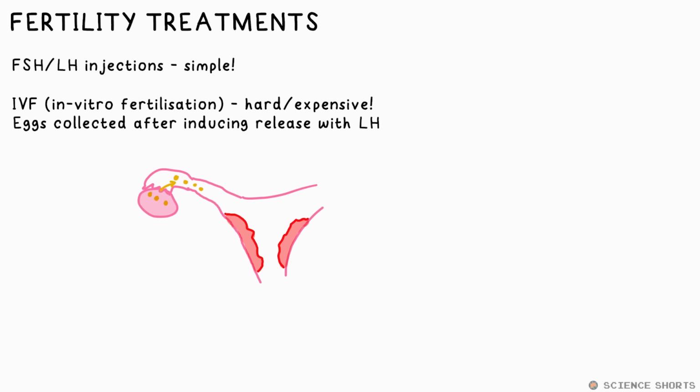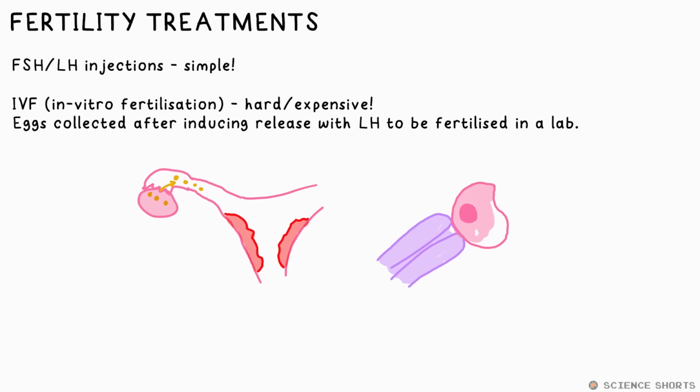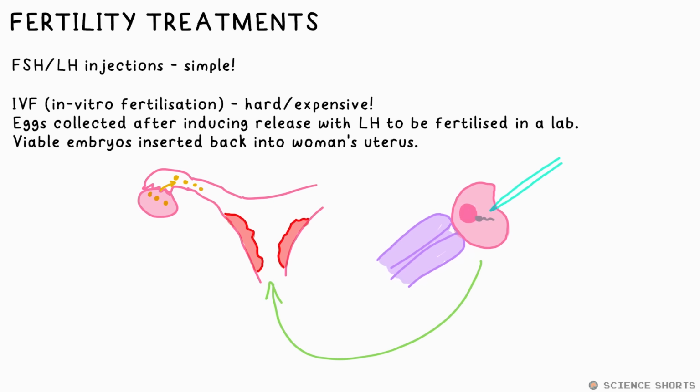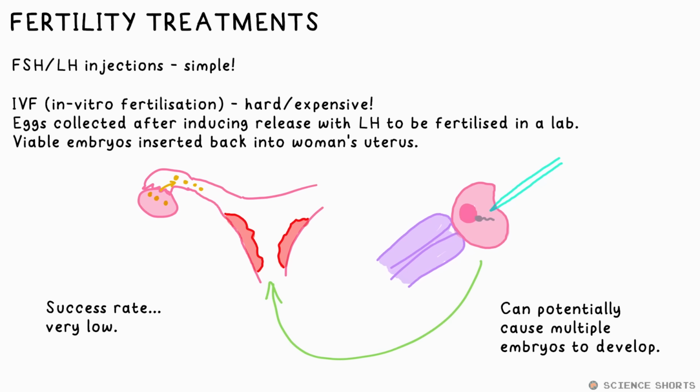Eggs are harvested from the woman after inducing their release and will then be fertilized in the lab with the prospective father's sperm. Any embryos that develop are inserted back into the uterus, where they will hopefully embed in the lining and grow normally. The success rate, sadly, is very low, but there's also the risk that there could be more than one baby born, which might not be desirable.